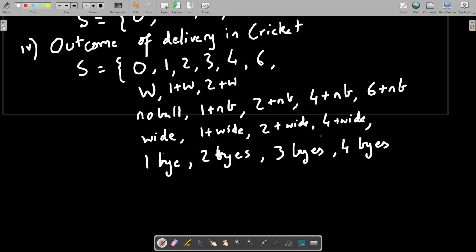Okay. What other possibilities are there? No, that will go as a wicket only. What else? Have you missed out anything? 6, 9, 14, 18, 22. Is there something which I'm missing?